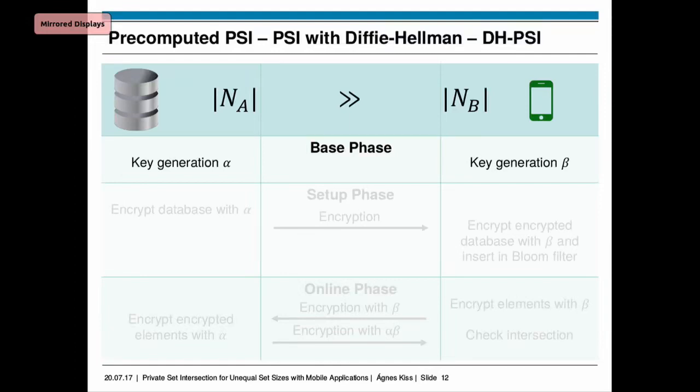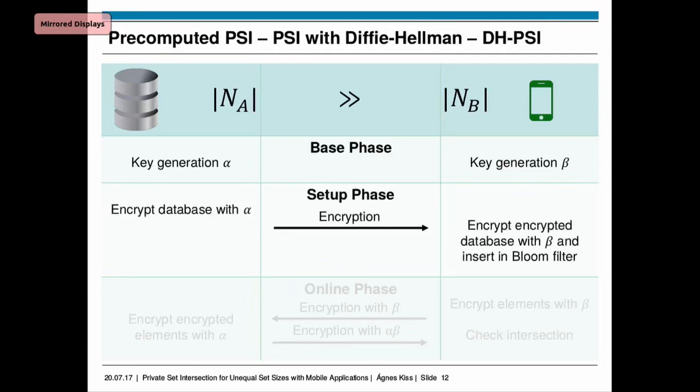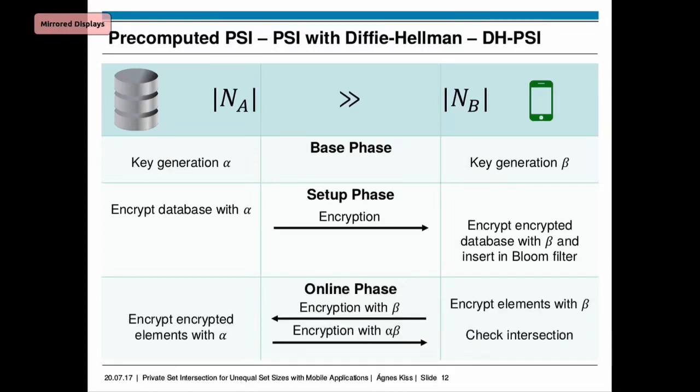And then there's another solution based on Diffie-Hellman. It's the general Diffie-Hellman way. There are two keys generated by the server and the client in the base phase. Then the server will encrypt the database with his key, send it over to the client, who will also encrypt all the elements and then insert them in the Bloom filter. So we see here the communication is much more than in the previous solution, because there we were only sending the Bloom filter. But in some cases, we might allow this for more efficiency.